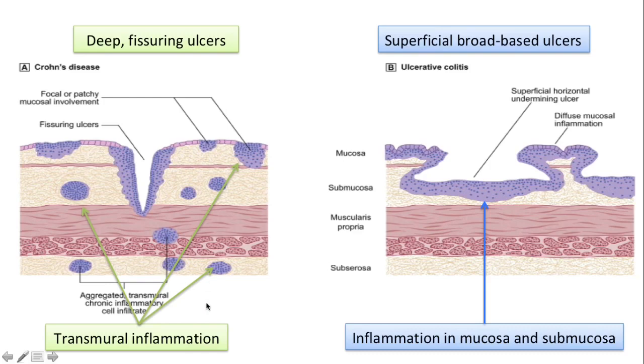So this is transmural. In contrast, the ulcer in ulcerative colitis is broad-based and superficial. See how it doesn't really go into muscle or deeper. And the inflammation is also superficial, involving the mucosa and the submucosa only. Again, it's highlighted by these purple and blue dots.